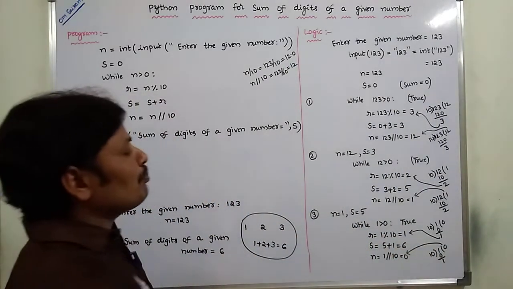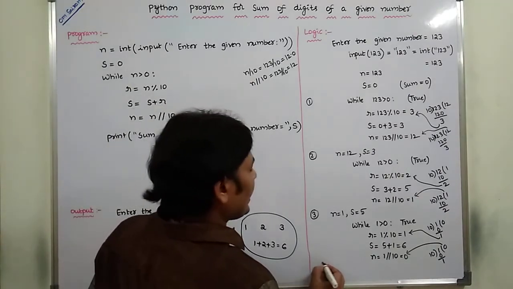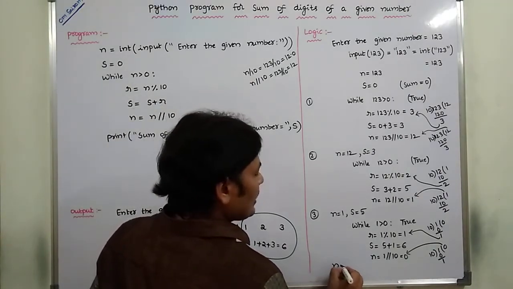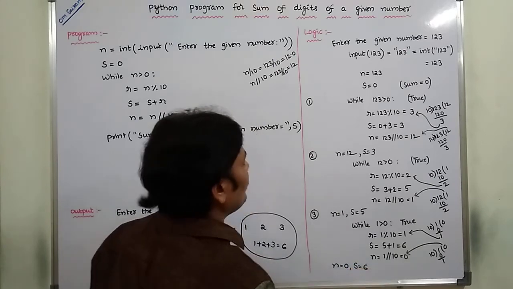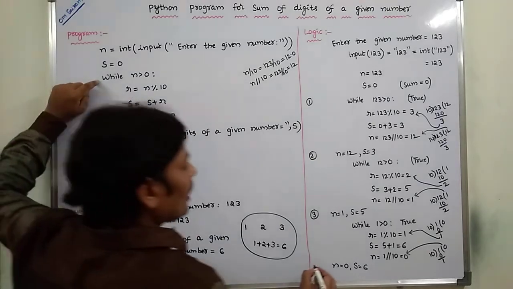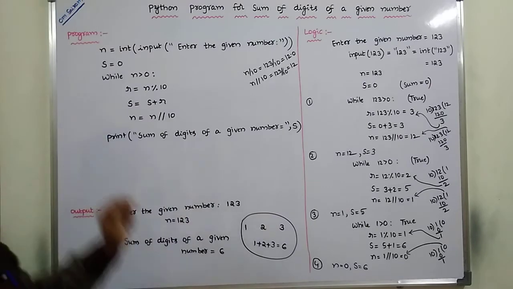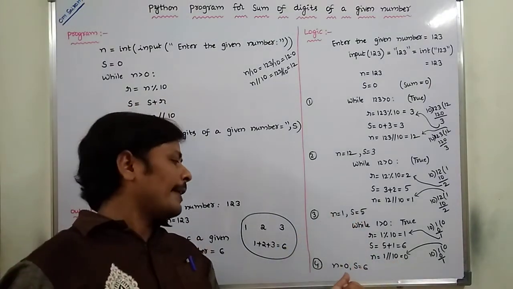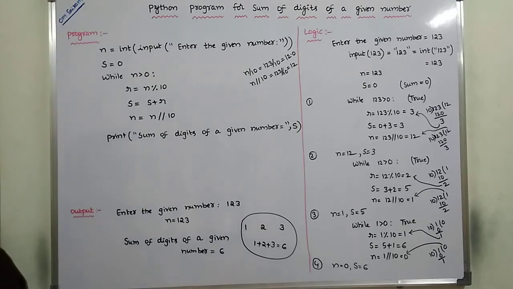So after completing the third iteration, what are the values we are getting? So that is N is equal to 0 and S is equal to 6. Okay. Again the control goes to the while loop. Now we go for fourth iteration. Okay. So in the third iteration, what are the values we are getting? N is equal to 0. S is equal to 6.